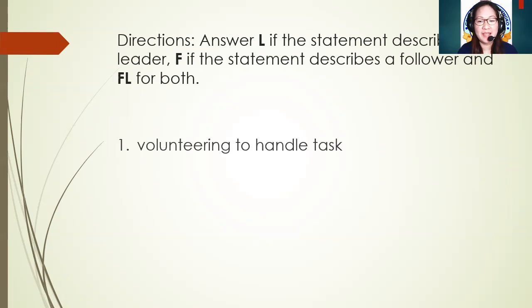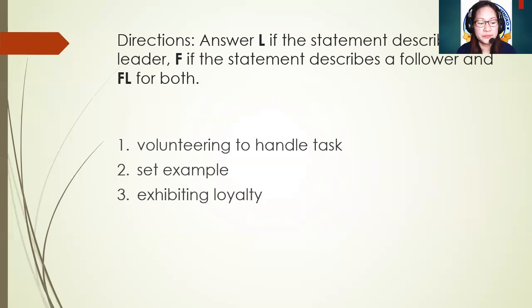Volunteering to handle tasks. It is a work of a leader, a follower, or both. Go. Okay, so the answer is it's the work of a follower, F. Okay, next. Set example. Is it L, F, or both? Go. Okay, so the answer is L. It's a leader. Next. Exhibiting loyalty. Is it L, F, or both? Go. So the answer is F, follower.